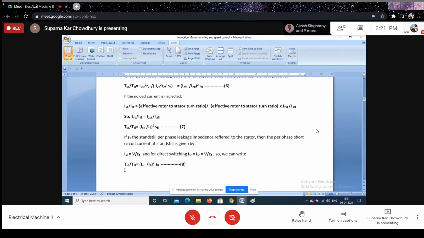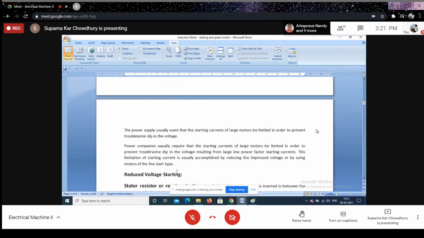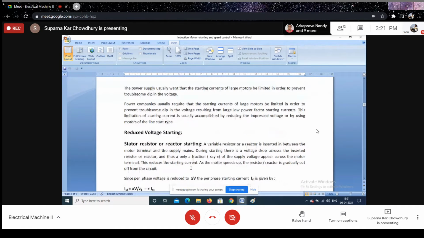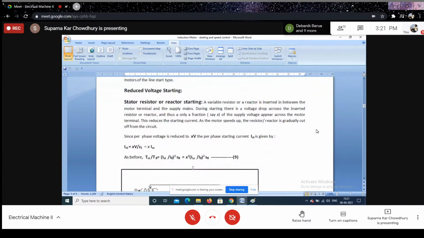So we can write, for direct online switching, T starting by T full load is I short circuit by I full load square into S full load. Now, obviously, the starting current will be high. One method of reducing the starting current is reducing the voltage. So we have reduced voltage starting.